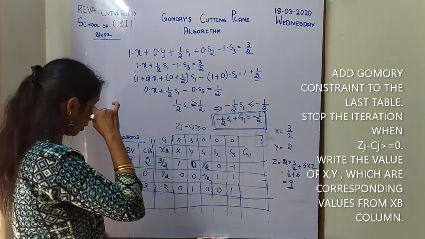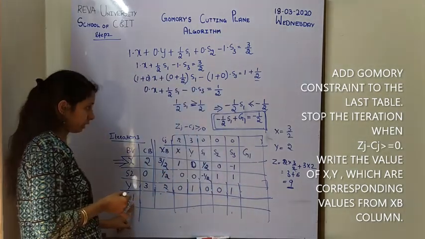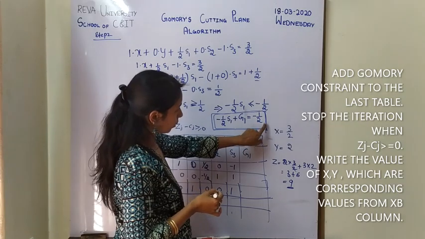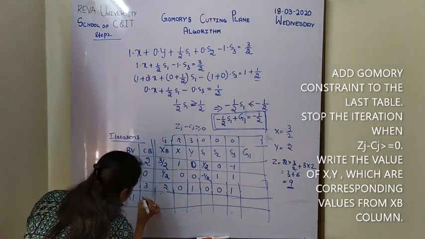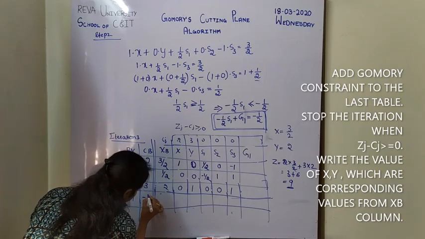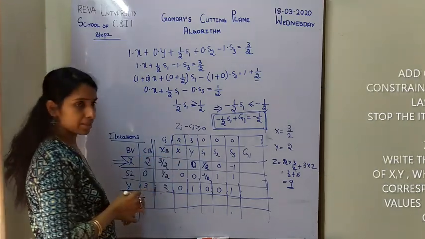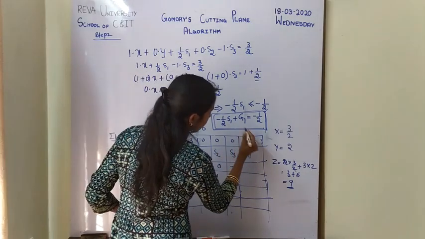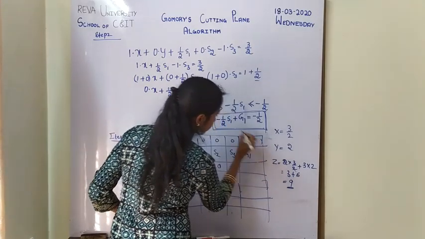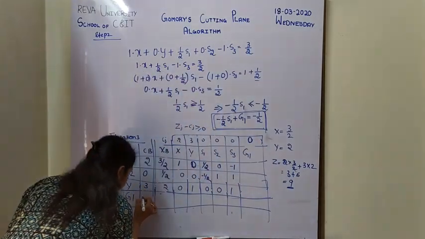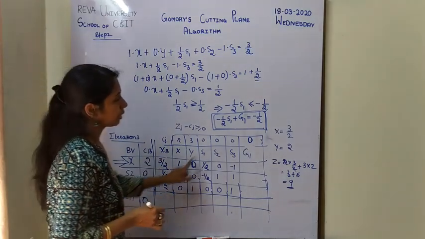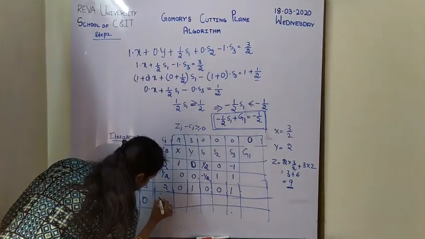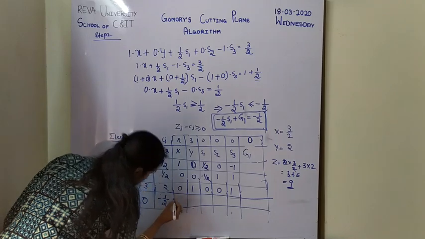How will you fill the table? G1. So for this, what is the solution or the answer? Minus 1 by 2. So that I have to write, this represents the coefficient. So in the objective function, the coefficient of G1 will be 0. So I have to write here 0. Now for xb, the RHS, here it will be minus 1 by 2.